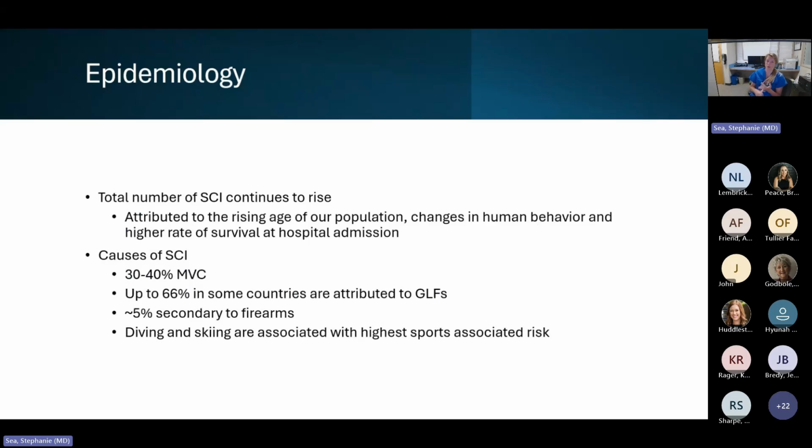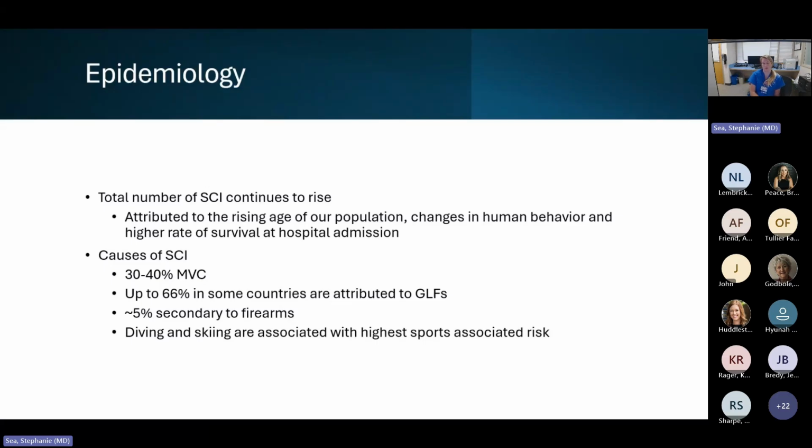As we're getting out, we're traveling more, people are doing more risky behavior, riding dirt bikes, and biking and driving faster and such. There also is a higher rate of survival at hospital admission. So thanks to our excellent pre-hospital care as well as trauma care, people are actually surviving these big traumas and living through. So now we're having to see the sequelae of these types of injuries long term.